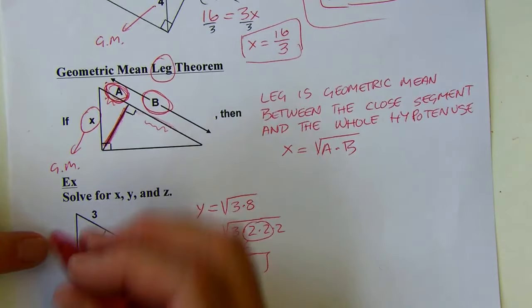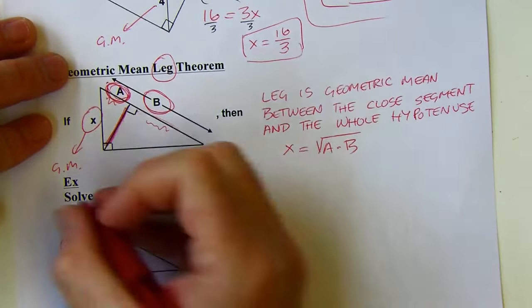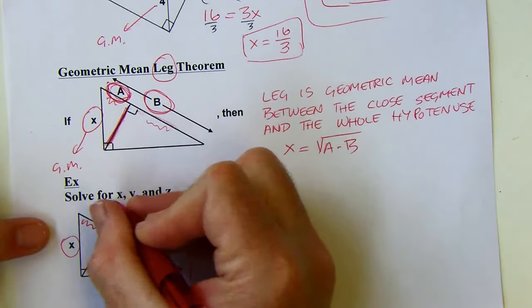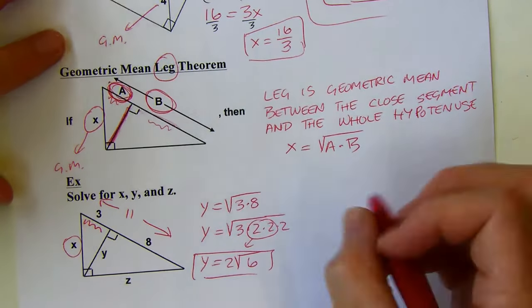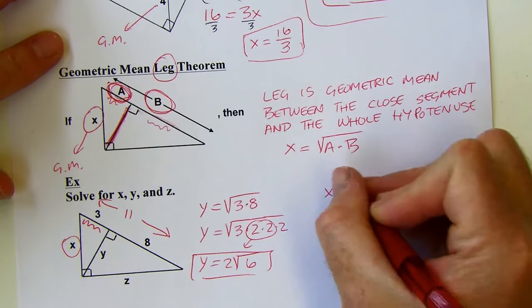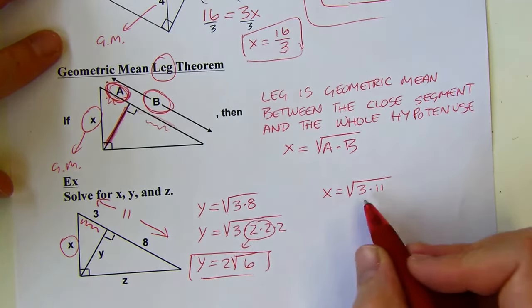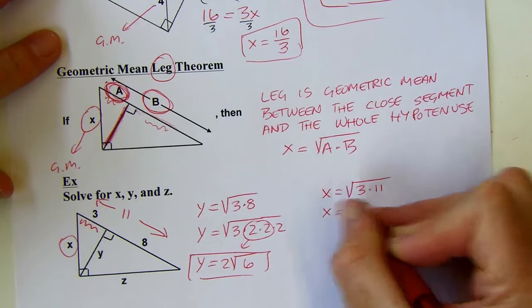When I'm looking for x, though, x is the geometric mean between the close piece and the whole thing. The whole thing is not 8. The whole thing is going to be 11, right? So x is going to be the geometric mean between 3 and 11. Okay? And I can't break either of those up any further. So there's no twins in here, so I'm just going to call that root 33.